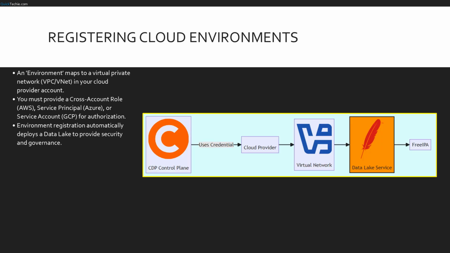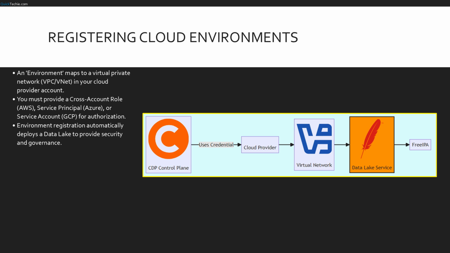Now let's create a home for your data. In Cloudera, an environment logically maps to a specific region and virtual network in your cloud provider, whether that's AWS, Azure, or Google Cloud. To allow Cloudera to build resources there, you must provide a cloud credential like a cross-account role in AWS or a service principal in Azure. The most critical outcome of this step is the automatic deployment of the data lake.